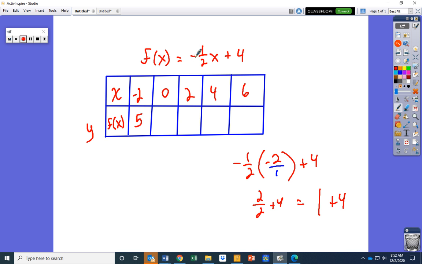Now, anytime you have a 0 as part of your x, don't go through a whole lot of work, because any fraction, regardless of whether it's positive, negative, any fraction times 0 is what? So this is just going to be what? 4.